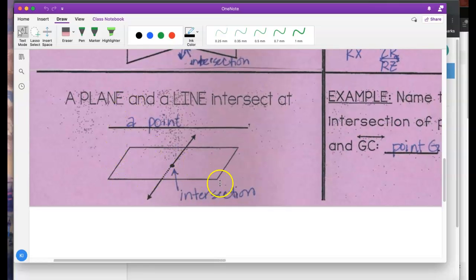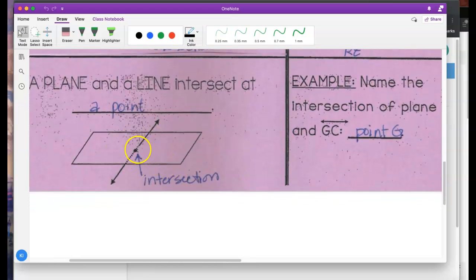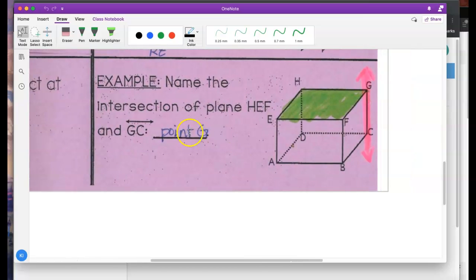Anytime you've got a plane and a line, unless the line is lying on the plane, and if that's the case then we're talking about something else, but if a plane and a line intersect, then they intersect at a point. In this example, name the intersection of plane HEF, which is the top of this box, and line GC, which is over here. Those intersect at point G, just this corner tip here. Think of this as our pole, and this as the ground that it's intersecting.